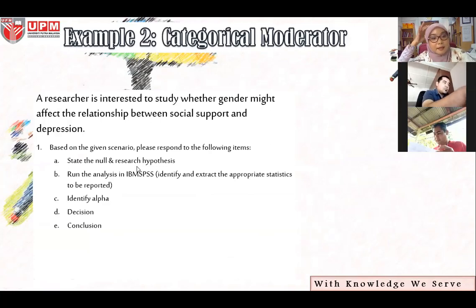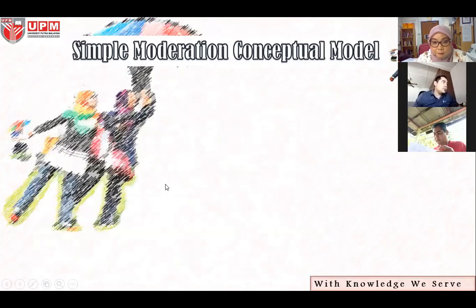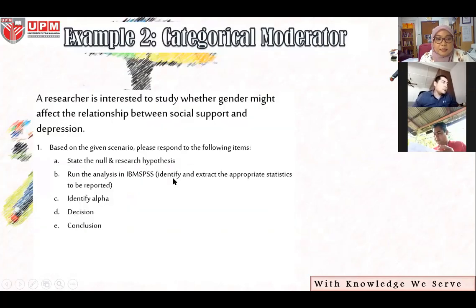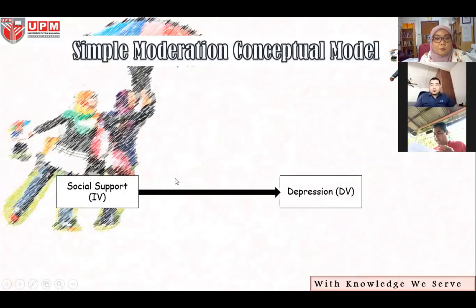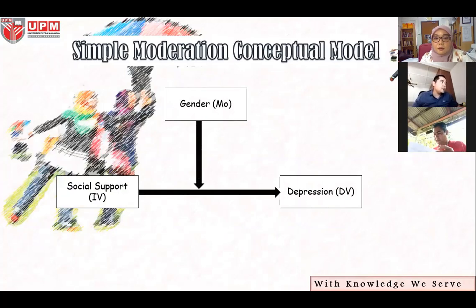Now we use the second data set. The second data set is the categorical variable. So again we are going to use the categorical moderator. The question is, a researcher is interested to study whether gender might affect the relationship between social support and depression. The question is similar to the rest. This is the illustration of the conceptual model: social support, gender as moderator and depression as our DV.